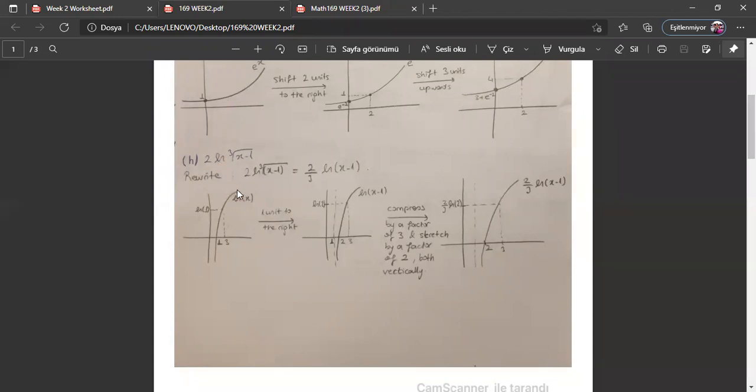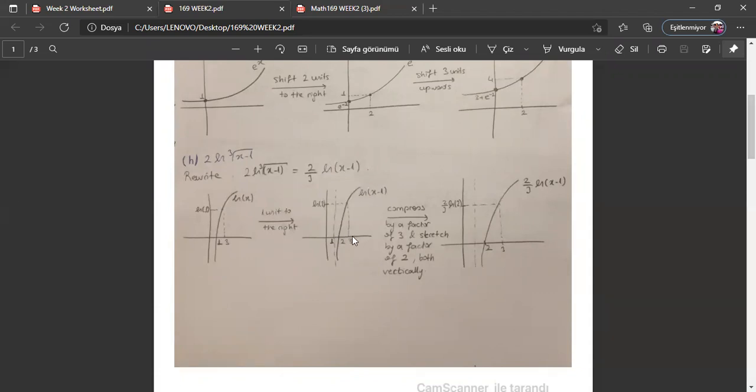Again, we start with the graph of ln of x. Okay, so what do we do now? We need to first find ln of x minus 1. So for that, we need to shift the graph of this function 1 unit to the right. So here we have this function. Now, the domain of this function is, of course, x is greater than 1, right? 1 is not included, of course.